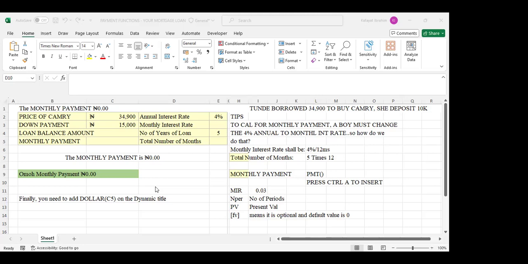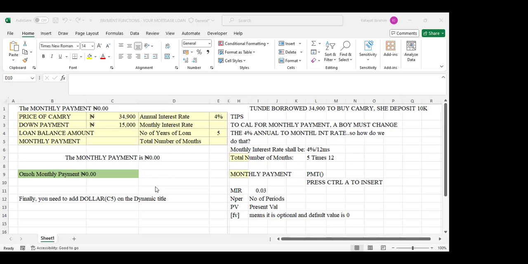So now, this is a scenario of one Mr. Tunde. Mr. Tunde wants to buy a Camry. The price of that Camry is 34,900. It's just an assumption, though. There's no car that is that kind of amount. Now, Mr. Tunde has only 15,000 for down payment, right? Mr. Tunde has only 15,000 for down payment. Now, what is the loan balance? Let's first get that one.